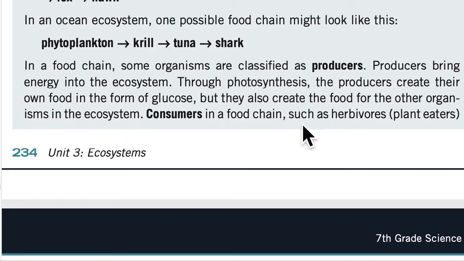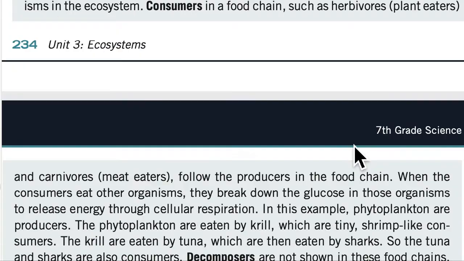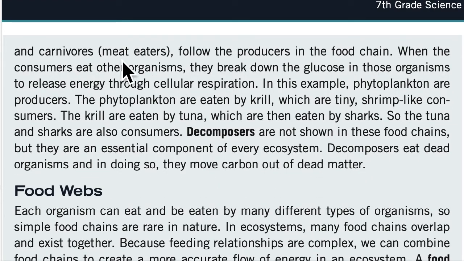Consumers in a food chain, such as herbivores, plant eaters, and carnivores, meat eaters, follow the producers in the food chain. When the consumers eat other organisms, they break down the glucose in those organisms to release energy through cellular respiration. In this example, phytoplankton are producers. The phytoplankton are eaten by krill, which are tiny, shrimp-like consumers. The krill are eaten by tuna, which are then eaten by sharks. So the tuna and sharks are also consumers.